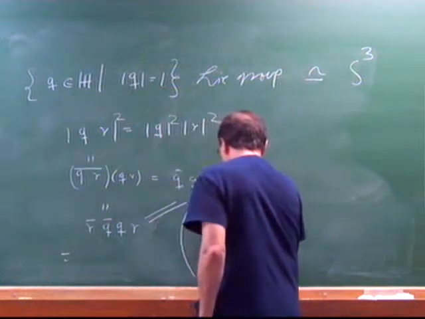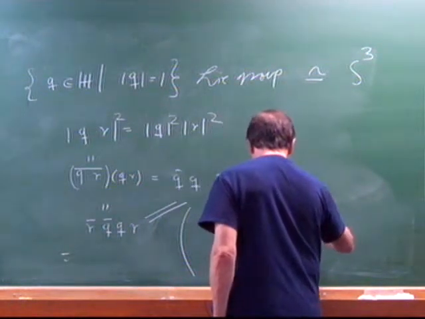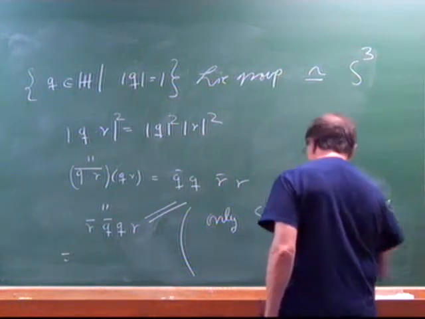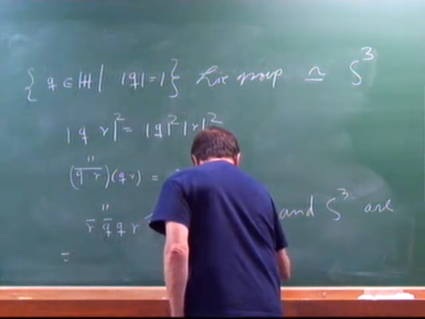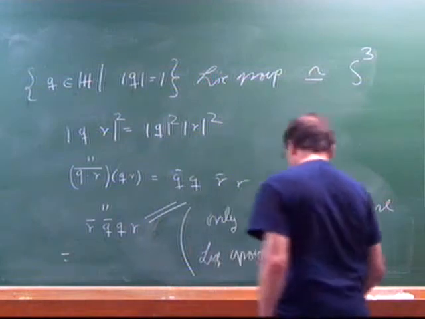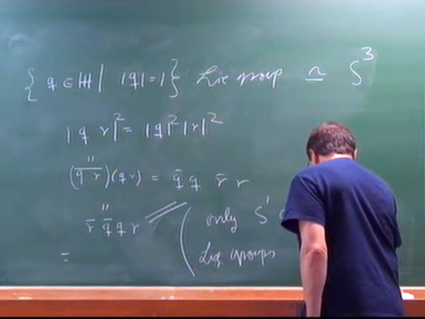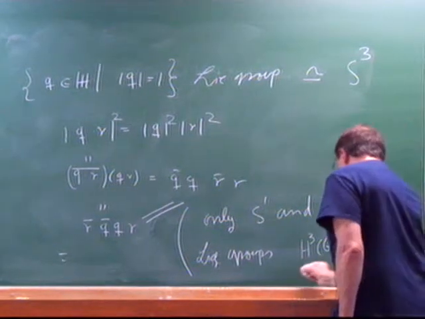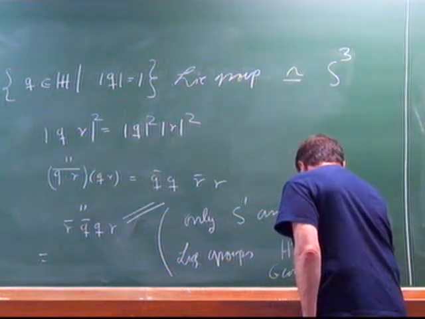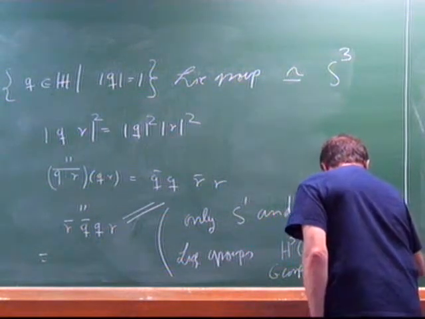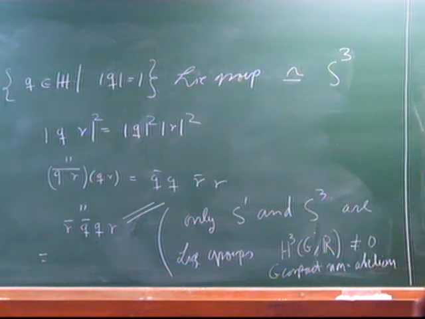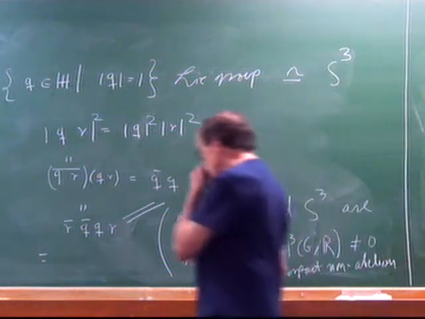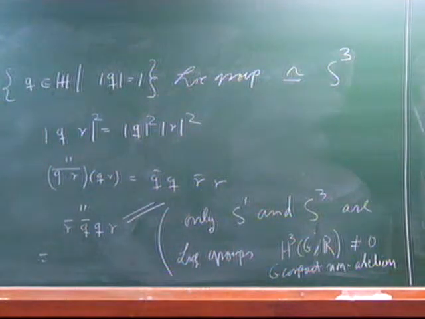So I think in the exercises, you're supposed to show that only S1 and S3 are Lie groups. That's a nice exercise, and the reason is that H3 of G, with real coefficients, is non-zero if G is compact, non-abelian. So Lie groups have topology, and it starts in dimension 3. That's a fun exercise. If you know some geometry, I recommend that you do that exercise. You have to know some Riemannian geometry. It has to do with harmonic forms and de Rham cohomology.